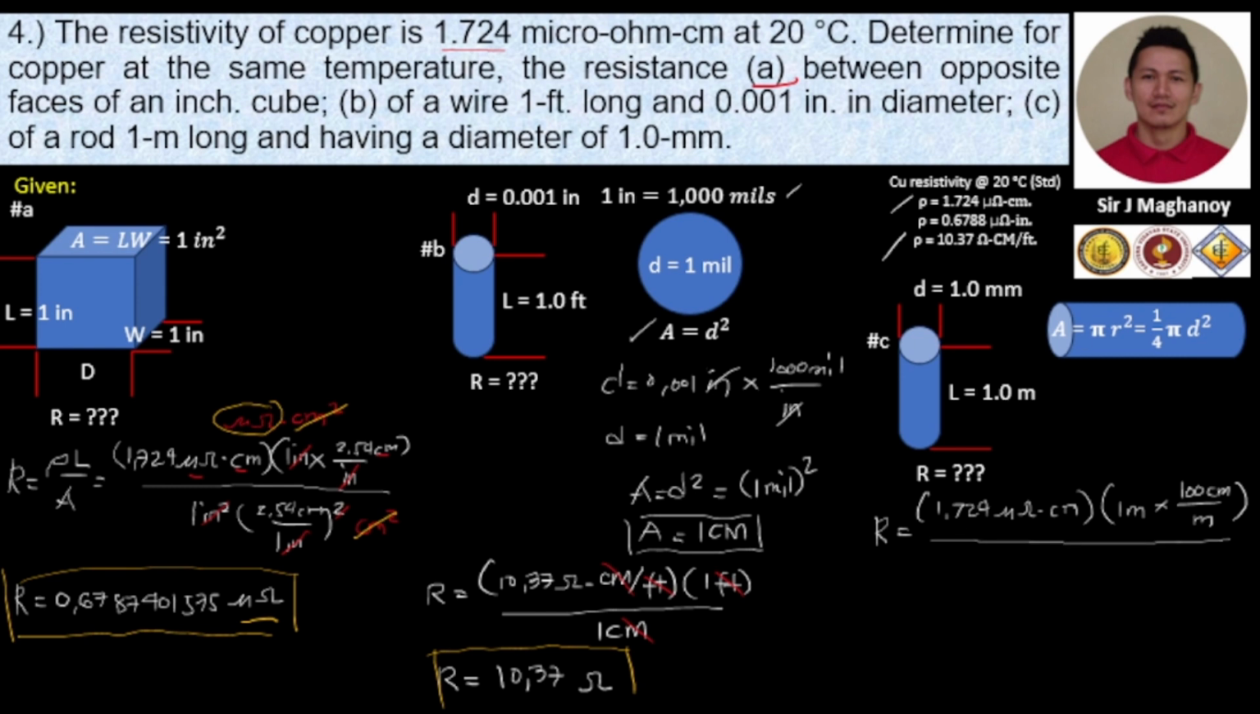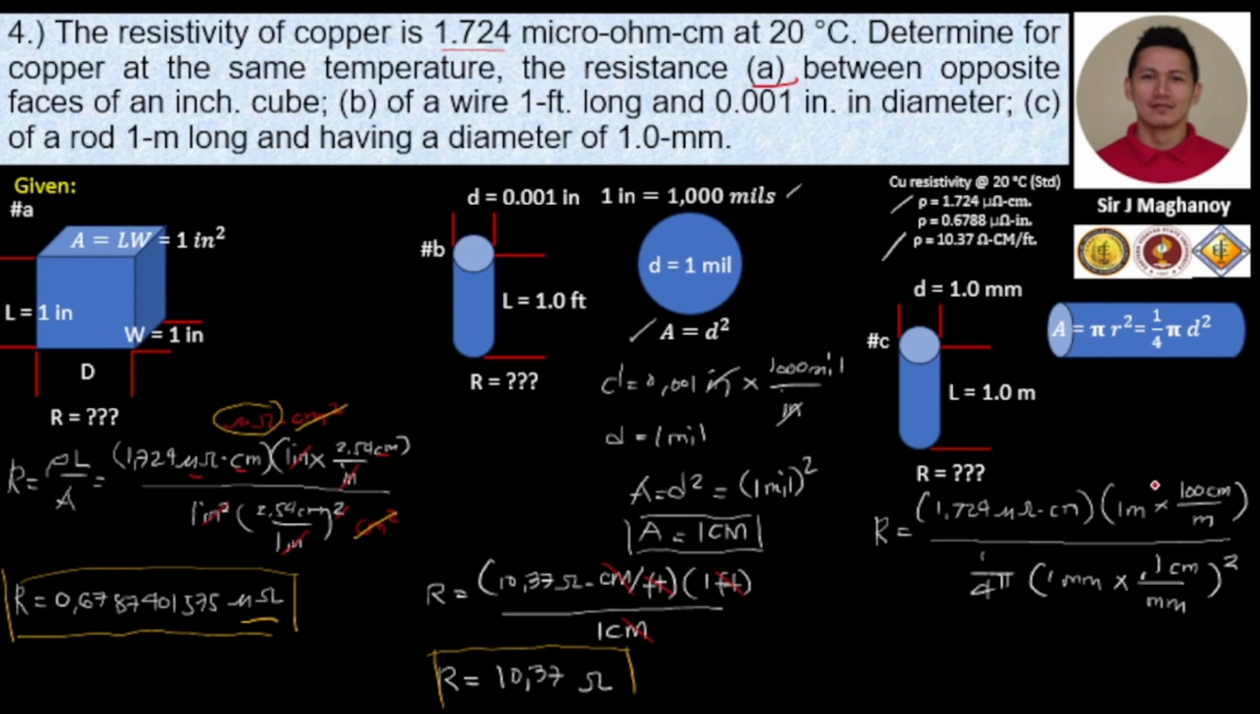Since it's a cylinder, we need to use our formula for the cross-sectional area, that is 1/4 pi d squared. So what is our diameter? That is 1 mm. Since the unit is centimeter, we need to convert mm to centimeter. In every mm, there are 0.1 centimeter. So this is d, and that is squared.